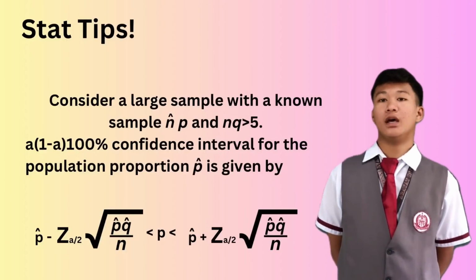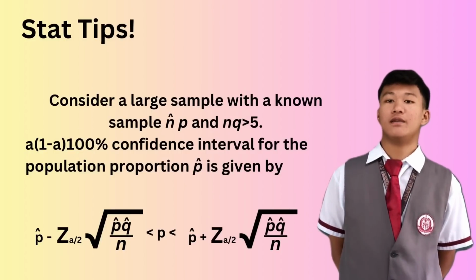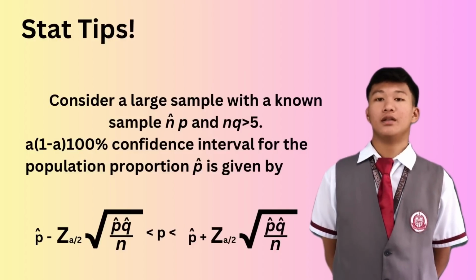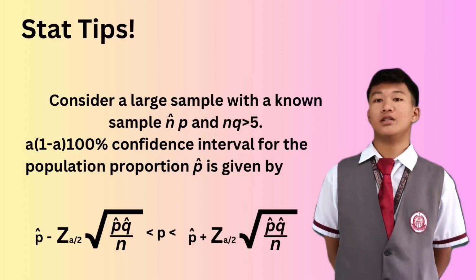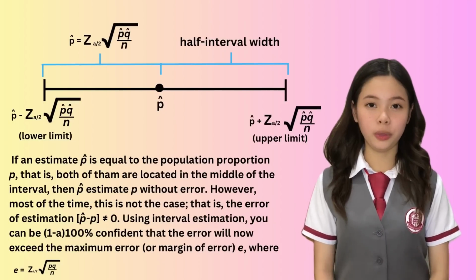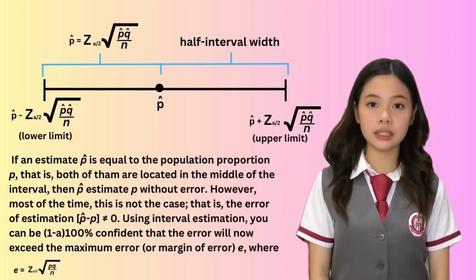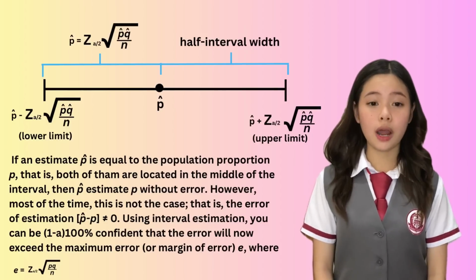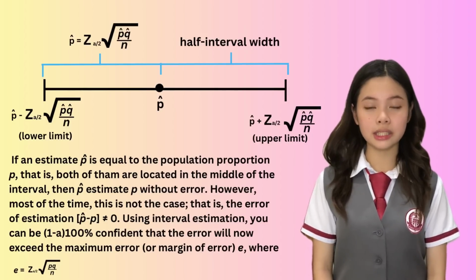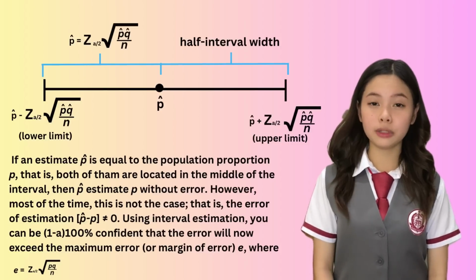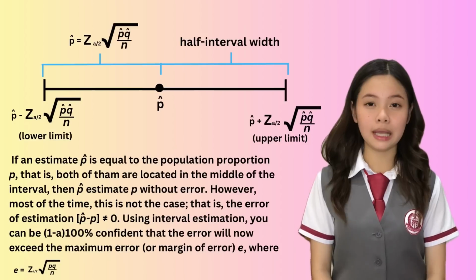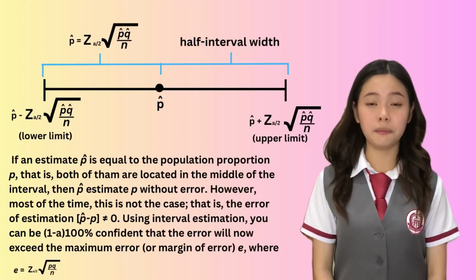Consider a large sample with unknown population proportion, where n p̂ and n q̂ are greater than 5. A 1 minus alpha multiplied by 100% confidence interval for the population proportion p is given by the following. For our half interval width, we have z subscript alpha over 2 times the square root of p̂ multiplied by q̂ all over n. For our lower limit, we have p̂ minus z subscript alpha over 2 times the square root of p̂ multiplied by q̂ all over n. And lastly, for our upper limit, we have p̂ plus z subscript alpha over 2 times the square root of p̂ multiplied by q̂ all over n.